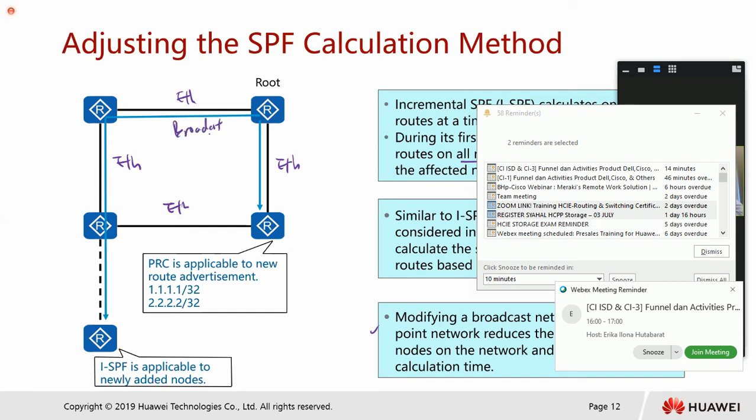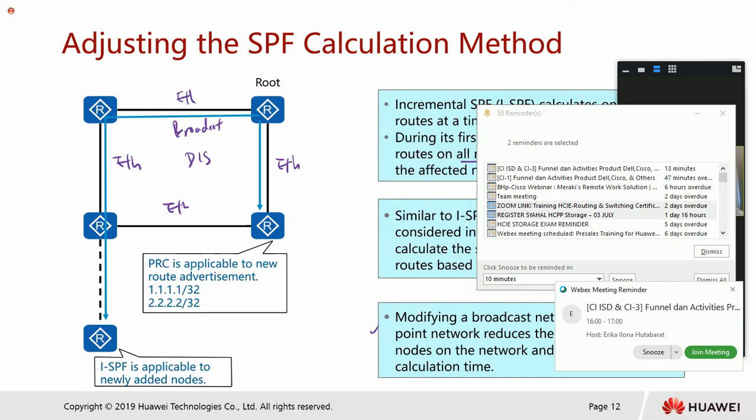When broadcast, they need to send to the DIS. So by changing to point-to-point, they do not need to keep sending this information to the DIS, which shortens the calculation time. In this case, it's not that important. So by doing so, we can set the ISPF, set the PRC, and try to change all your broadcast networks to become point-to-point networks. That is the recommendation we can provide to speed up the SPF calculation: using ISPF, PRC, and modifying your broadcast to become point-to-point.